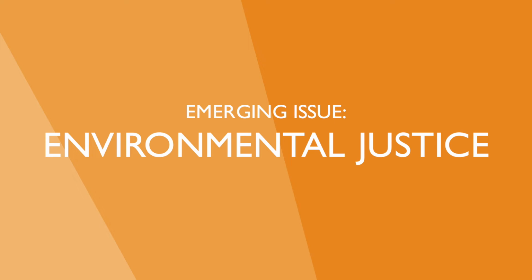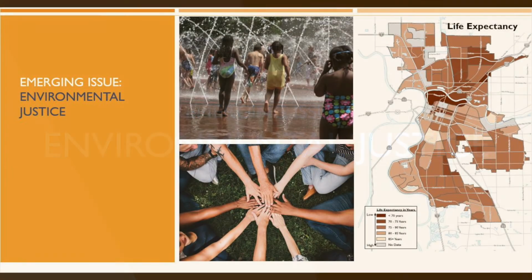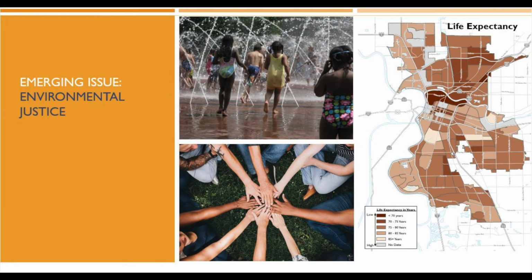Environmental justice is also an emergent issue. Environmental justice is the basic right of all people to live, work, go to school, and play in a healthy environment. In Sacramento, low-income areas are often disproportionately affected by environmental pollution and hazards. For example, life expectancy is notably shorter in lower-income areas than in more affluent neighborhoods. As a community, we are only as strong as our most vulnerable members. What can we do to make Sacramento a more equitable place for everyone?